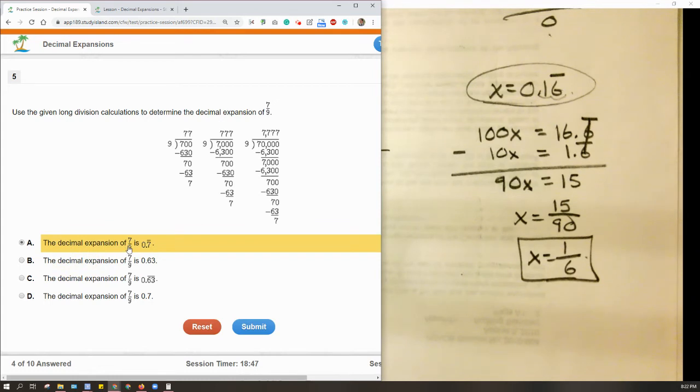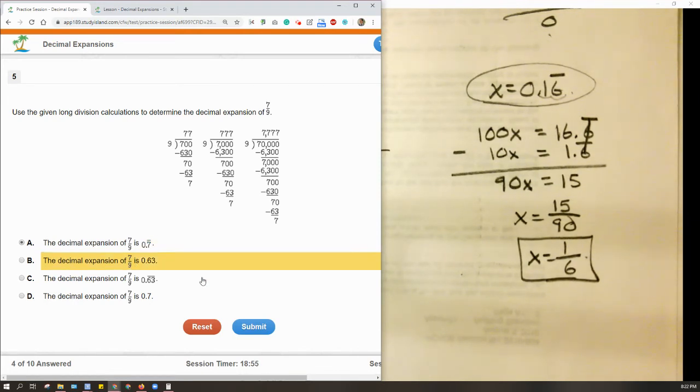And like I told you right after the first problem, anything over a 9 is just that digit repeating. So 7 divided by 9 is 0.7 repeating. 8 divided by 9 is 0.8 repeating. Very simple.